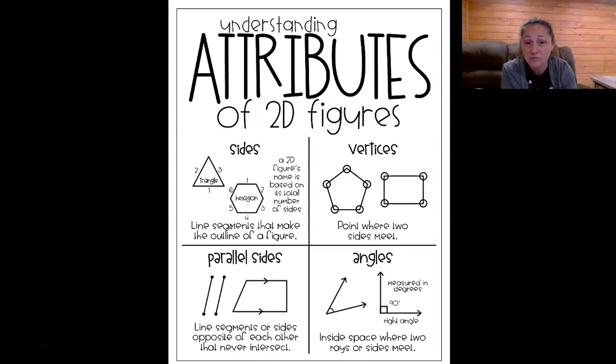Attributes. Attributes are what makes it who he is, okay? One of the attributes are sides, and we say number of sides. Then we also say vertices. Vertices are your corners.